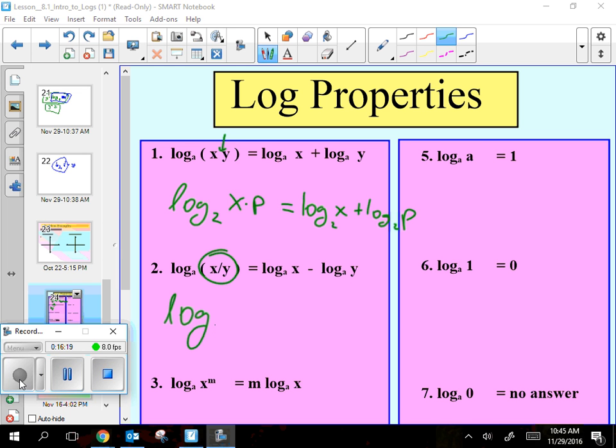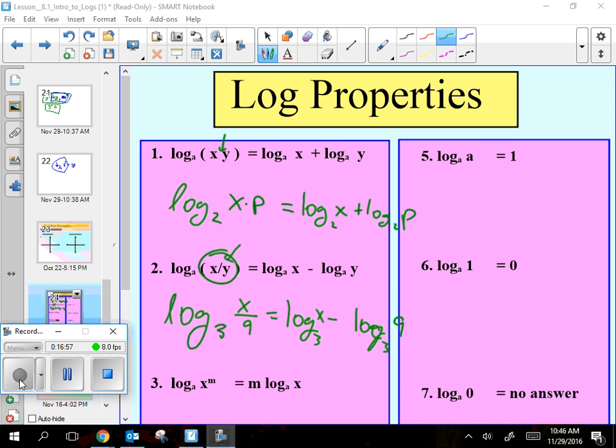Log base 3, that base doesn't matter, you just have a base, of x over 9, let's say. Would you please break that up into 2 logs? This is called expanding because we had 1 log and now we're going to have 2 logs. Okay, and since it was divide, it now changes to minus, and the base 3 stays the same, and then it's x and 9. There we go.